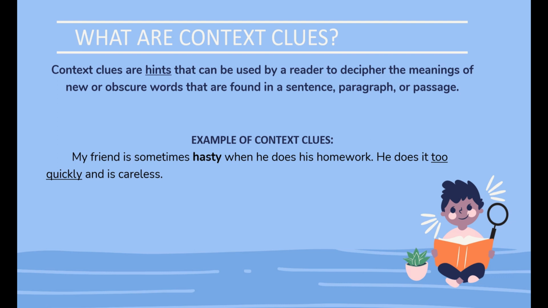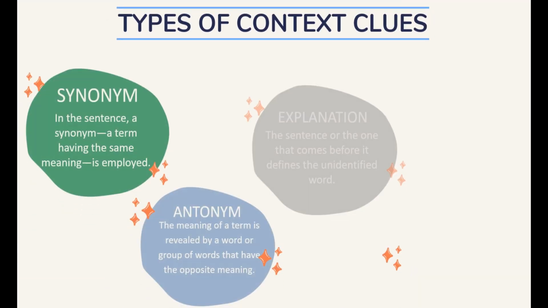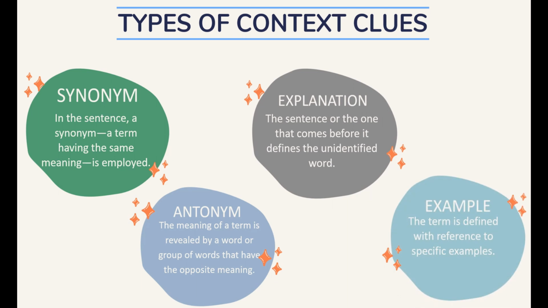As you can see, the word hasty is an unfamiliar word and the phrase too quickly is underlined. And we can define hasty as a synonym for too quickly and careless using the given sentence. We only use one rule in context clues, which is synonym. But there are many more rules that can be used, such as antonym, explanation, and example. This is the most frequently used rule in context clues.